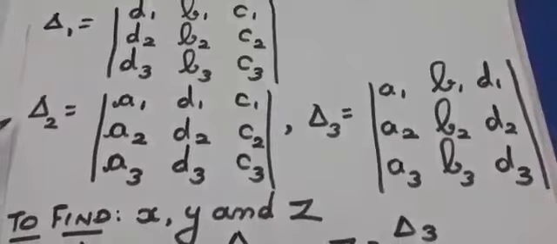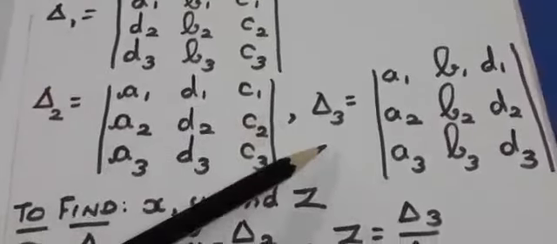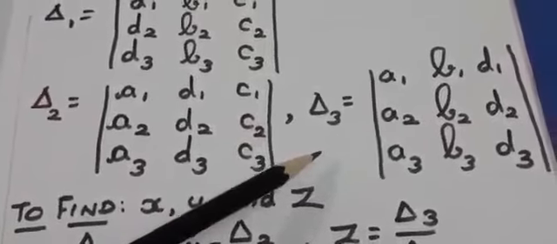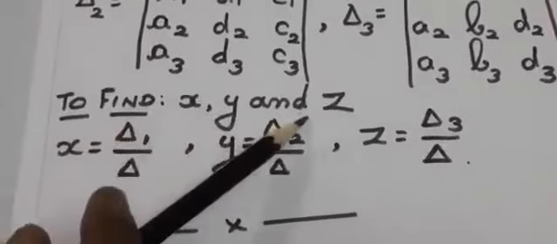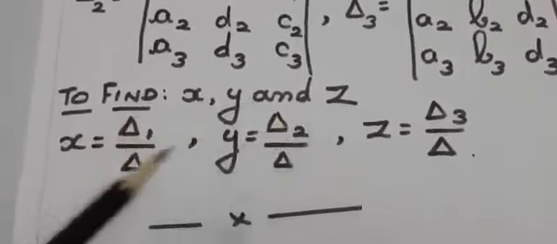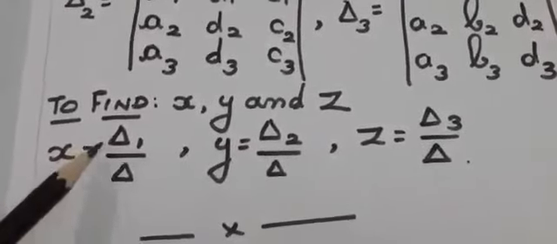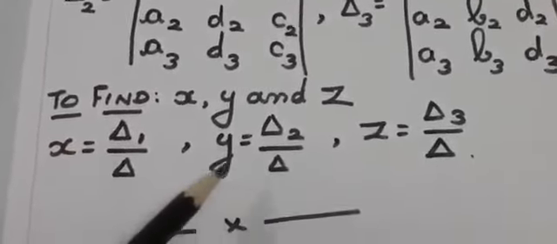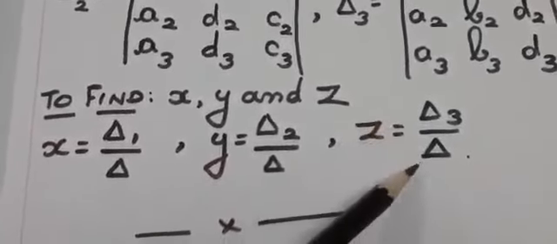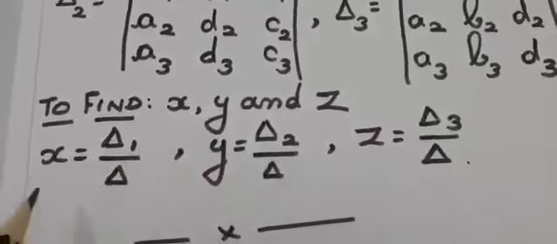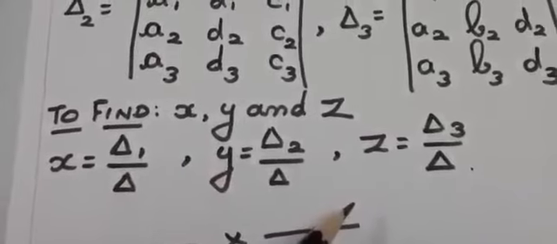I will be finding the values of delta, delta 1, delta 2 and delta 3. So what is the use of finding these four? It is to find the variables x, y and z in the equation. So how to find x, y and z? x is delta 1 divided by delta, y is delta 2 divided by delta and z is delta 3 divided by delta, and this is the way of finding the solution for x, y, z using Cramer's rule.